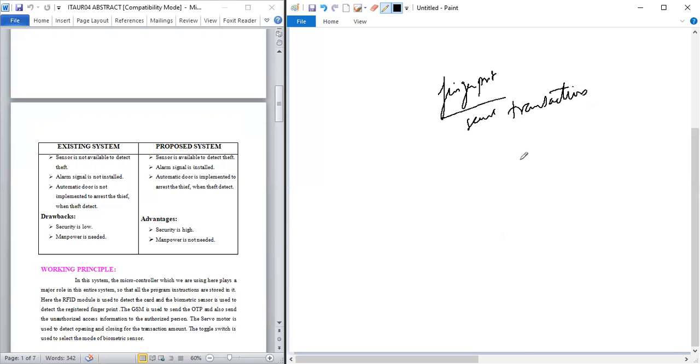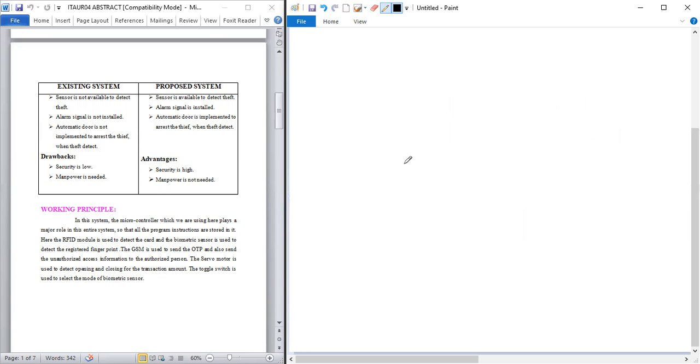And here the security is higher, and less manpower is needed. This is the proposed system, and then the working principle. So how we are going to implement it: we are using a microcontroller. Here we are connecting sensors and alarm systems, and then we are using GSM for OTP transactions.